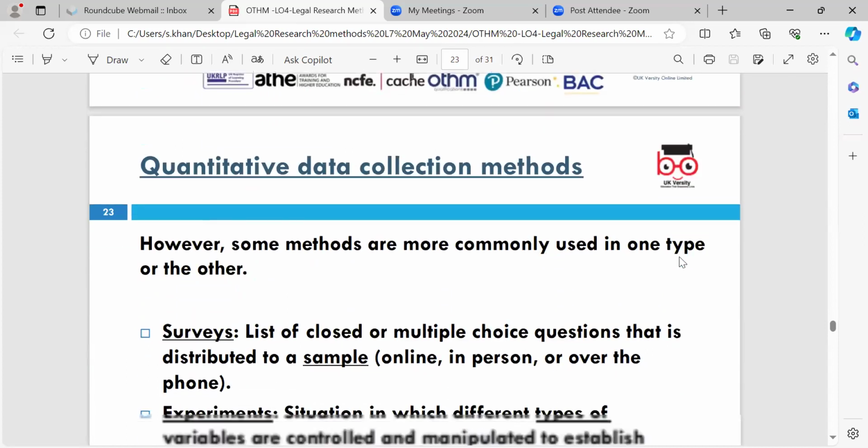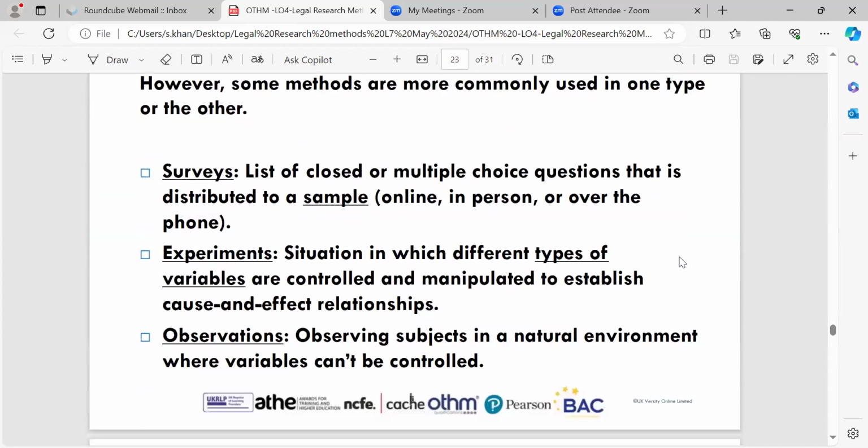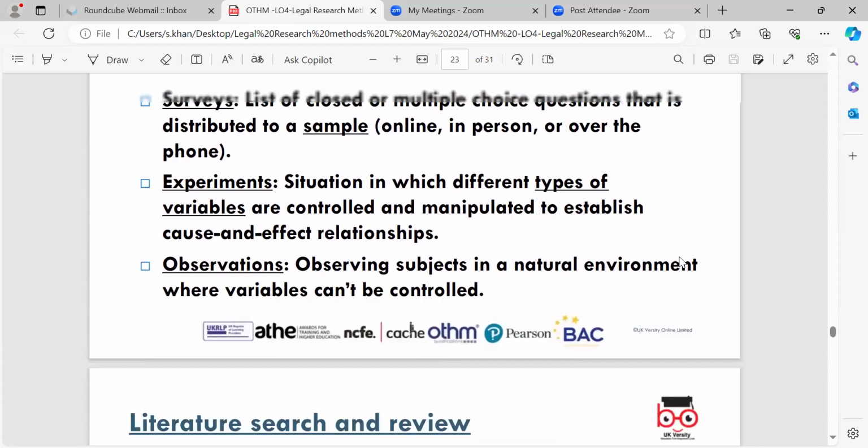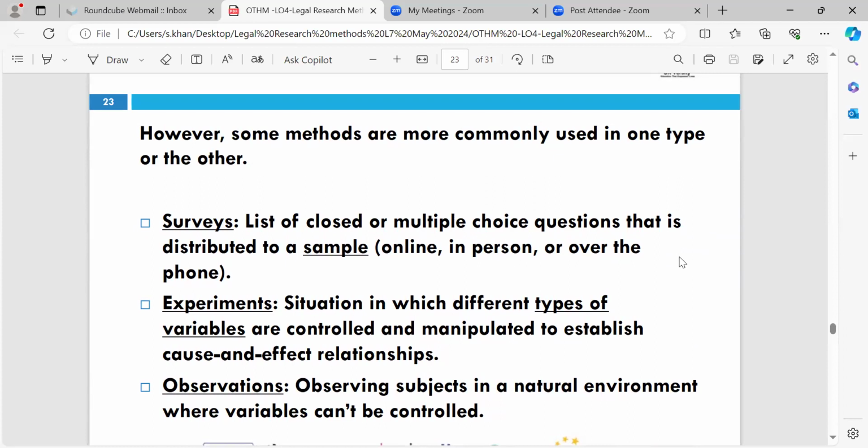We've got quantitative data collection methods. However, some methods are commonly used in one type or the other. Surveys, a list of closed or multiple choice questions that is distributed to a sample. So it can be online, in person, or over the phone. Experiments, so a situation in which different types of variables are controlled and manipulated to establish cause and effect relationships. Observations, so observing subjects in a natural environment where variables can be controlled.